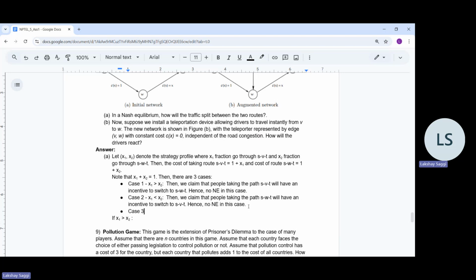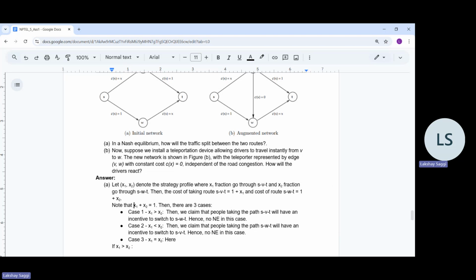And lastly, we come to case 3, which is if x1 is not greater than x2 and not smaller than x2, then it will be equal to x2. So what this means is that if x1 is equal to x2, then we know that x1 plus x2 is 1, right? So if x1 is equal to x2, then both are equal to 0.5.